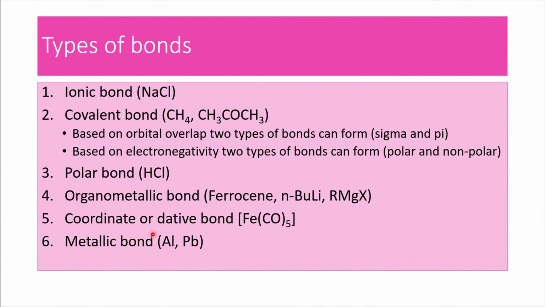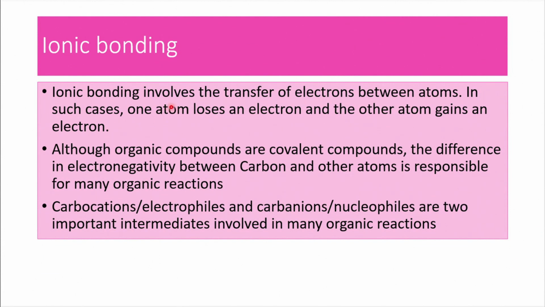The metallic bond is present only in pure metals. Except this metallic bond, all the other types of bonding need at least one non-metal as the bonding partner. Ionic bonding basically involves transfer of electrons between atoms. So, in these kinds of cases, one atom loses an electron and the other atom gains that electron.